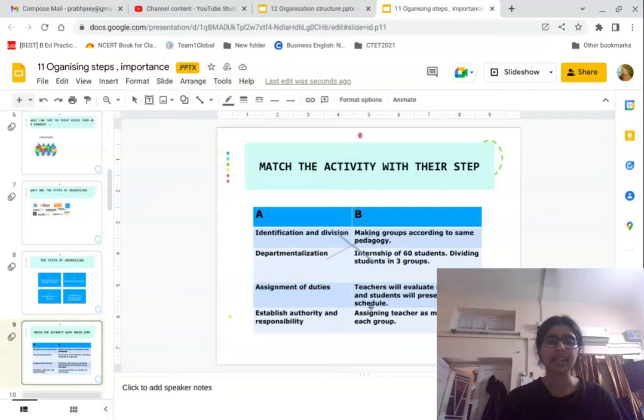And then is the assignment of duties. Teachers will evaluate the students and the teacher will be present as per the schedule. Okay, that is basically the authority. We will be assigning the duties, so that teachers as mentors will be taking care of the things, right?